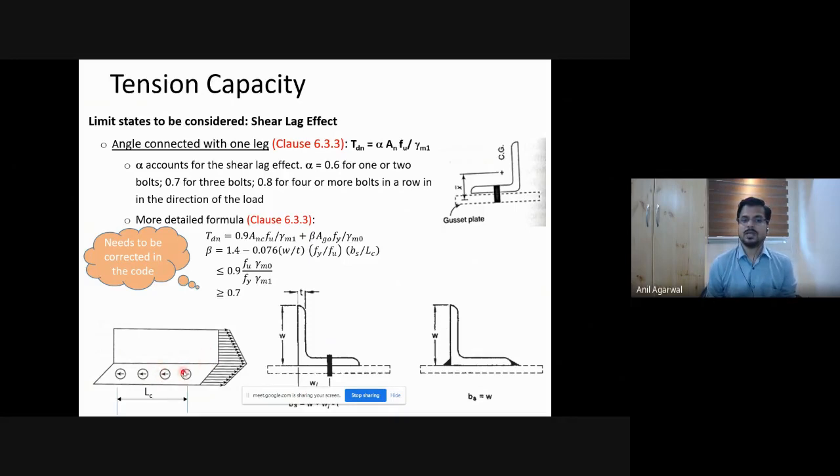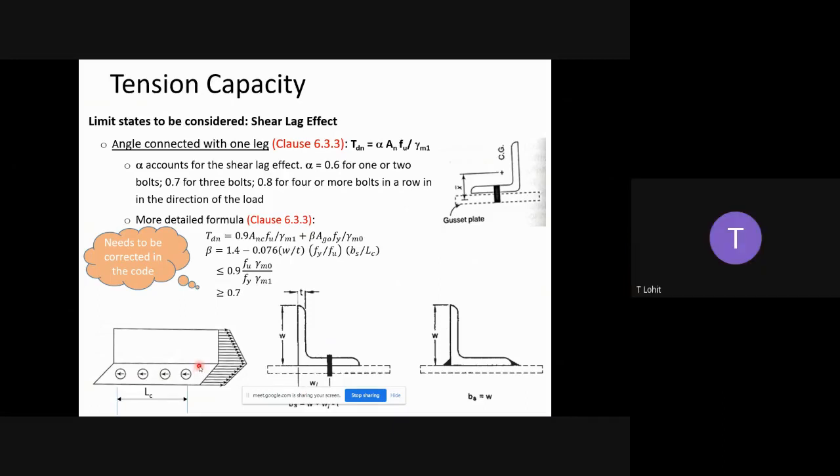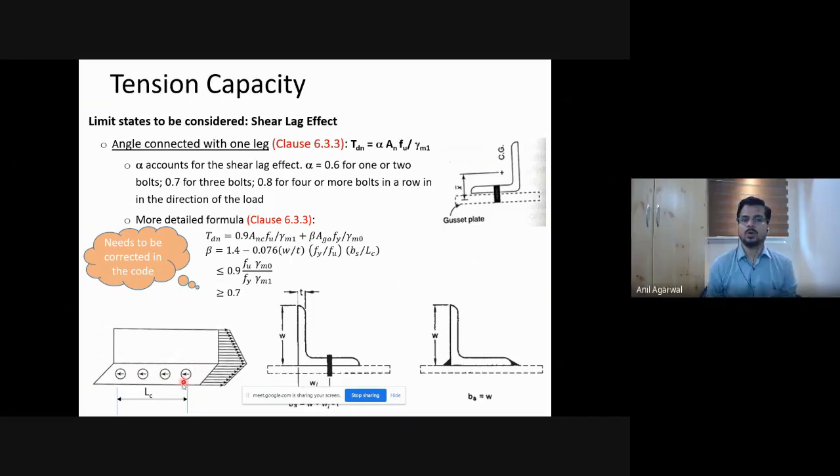Why is it very common to connect only one leg of the angle? Why don't we connect both legs of the angle to the connected element? So as to not reduce the area, unnecessary stress concentration? No. So instead of 4, we could have done 2 here and 2 here, no?